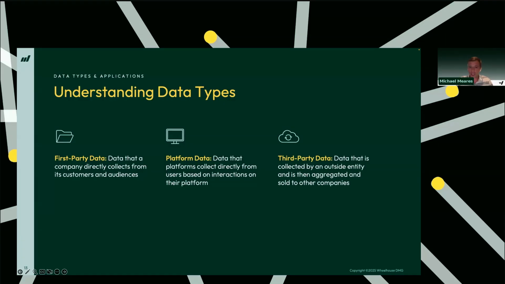First party data, pretty simple. It's data that you directly collect from your customers and audiences. It's often the most limited for us in this new world in terms of how we used to use it versus what we have to do now, because it's the most restricted on the platforms. Most of the data that a company collects from its customers and audiences will not be allowed to be fed back into platforms because it's now considered PHI.